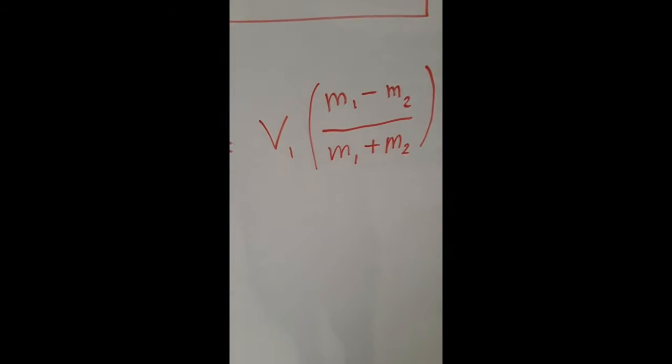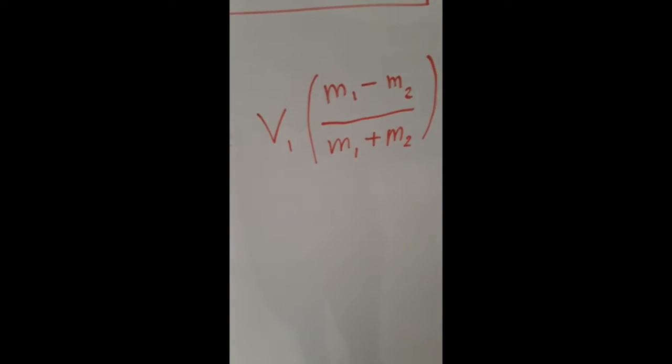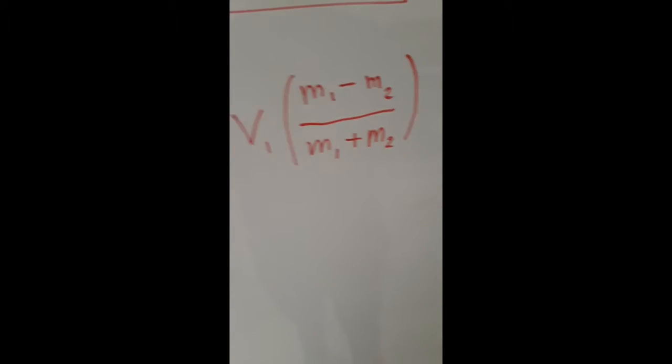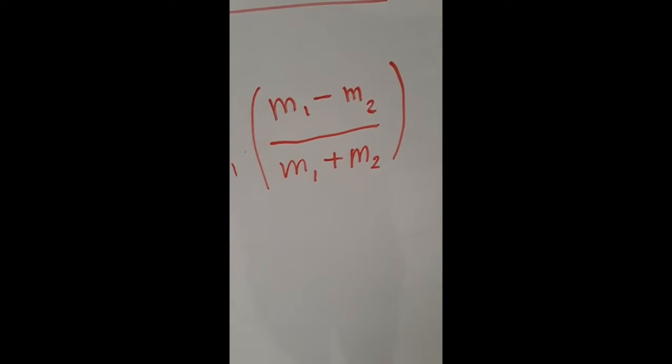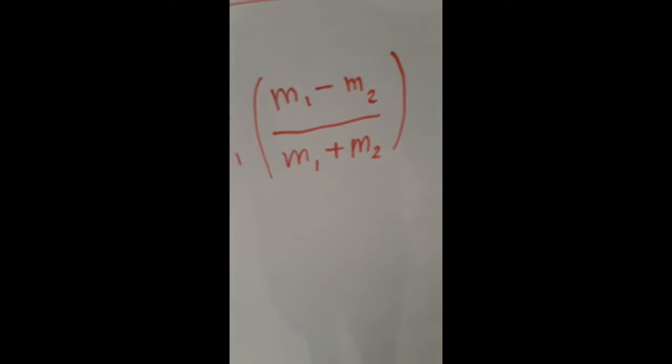Almost similar to the first formula, you have the initial velocity of the first object on this side, but then this is what you have after: the mass of the first minus the mass of the second, all over the mass of the first plus the mass of the second.